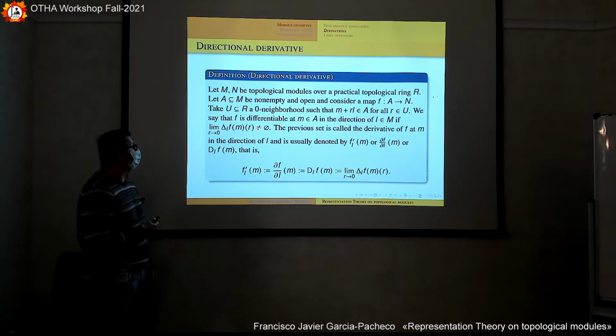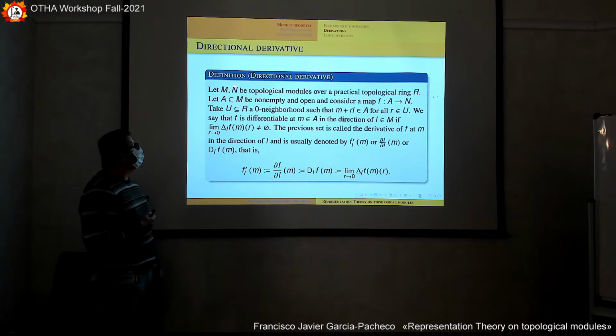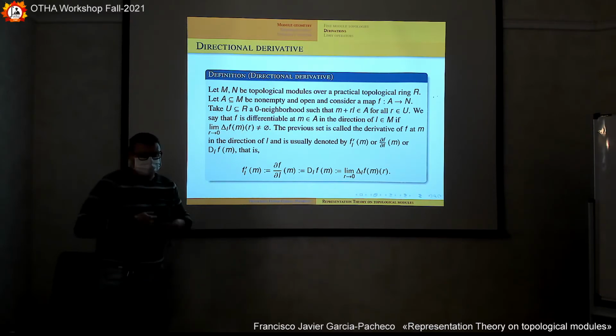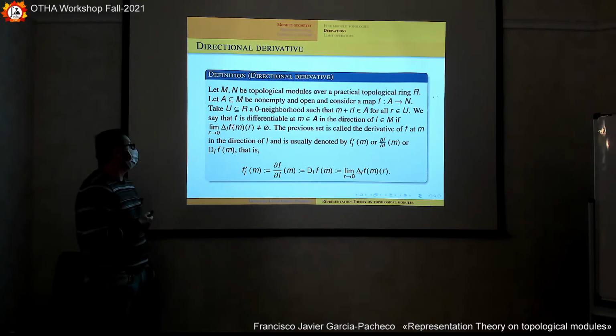directional derivative. Keep in mind that here we are not assuming that either M or N is Hausdorff. So the limit is a set. Only when N is Hausdorff, this could be either empty or a singleton. But this is how we define the derivative.